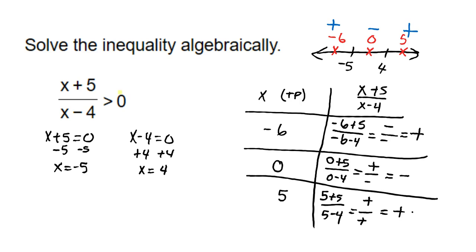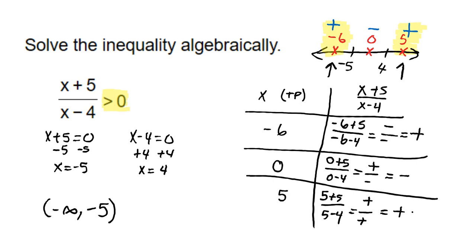Now then, going back to my original inequality, I was looking for that rational expression to be greater than 0. So I'm going to choose the intervals where my rational expression came out positive, which is greater than 0. So the interval notation for this first interval would be starting at negative infinity and then going to that x-intercept of negative 5. I'm going to put a parenthesis on that negative 5 because I don't want to include it. I'm only looking for where the expression is greater than 0, and negative 5 is a value where the expression equals 0.